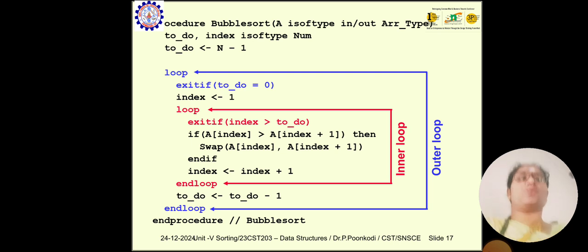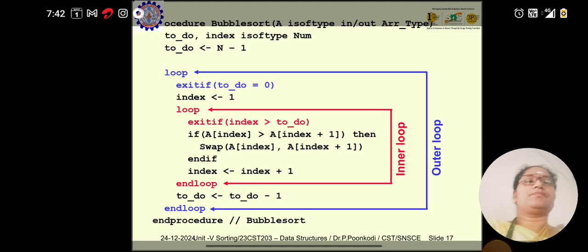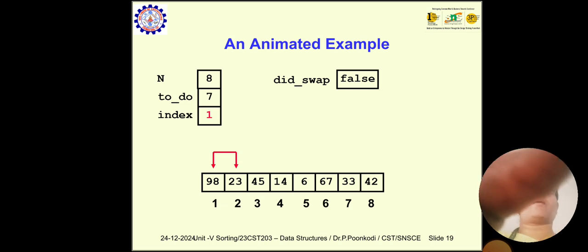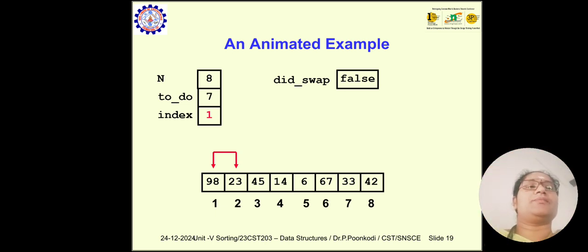We will use two types of loops, an inner loop and an outer loop. Usually during each pass, first it will enter the outer loop, then the inner loop gets executed. How is it happening? Do we need a swap? No need of swap in this example.